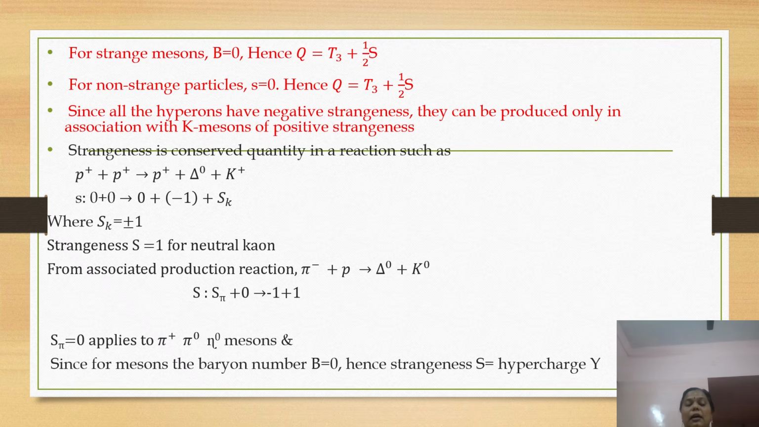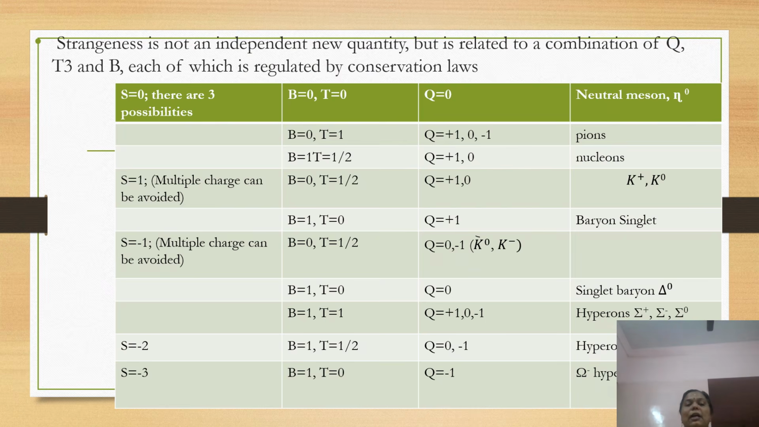So the strangeness number for the pi meson is 0 for pi plus, pi naught and eta naught mesons. Since the baryon number B is 0, the strangeness S is equal to the hypercharge. So strangeness is an independent new quantity, but it could be combined with Q, T3 and B in various possible ways.